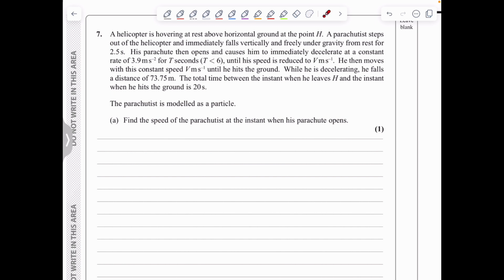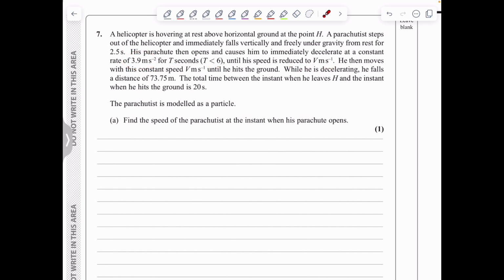Question 7, we've got a helicopter hovering at rest above horizontal ground at the point H. A parachutist steps out of the helicopter, immediately falling vertically and freely under gravity from rest for 2.5 seconds. The parachute then opens and causes him to immediately decelerate at a constant rate of 3.9 meters per square second for capital T seconds, where T is less than 6, until his speed is reduced to V meters per second.